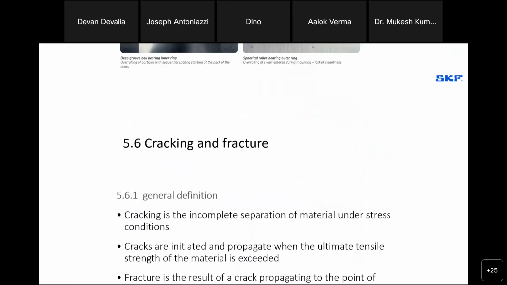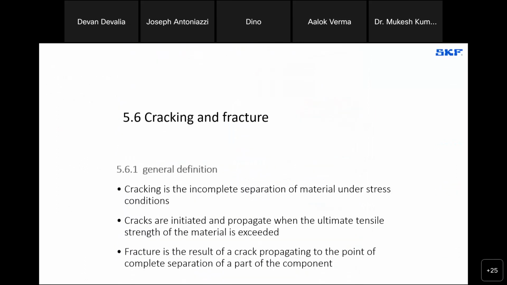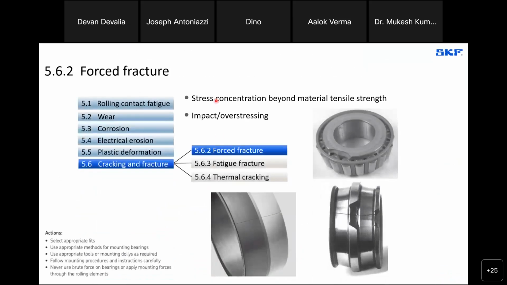Okay. Cracking and fracture. So we're getting towards the end, hopefully. Cracking is the incomplete separation of material under stress. Cracks initiate and propagate when the ultimate tensile strength of the material is exceeded. And a fracture is basically a crack that propagated all the way through to complete separation. So we have what's called forced fracture. This is when the stress concentrations exceed the tensile strength of the material. We have local overloading and overstressing.